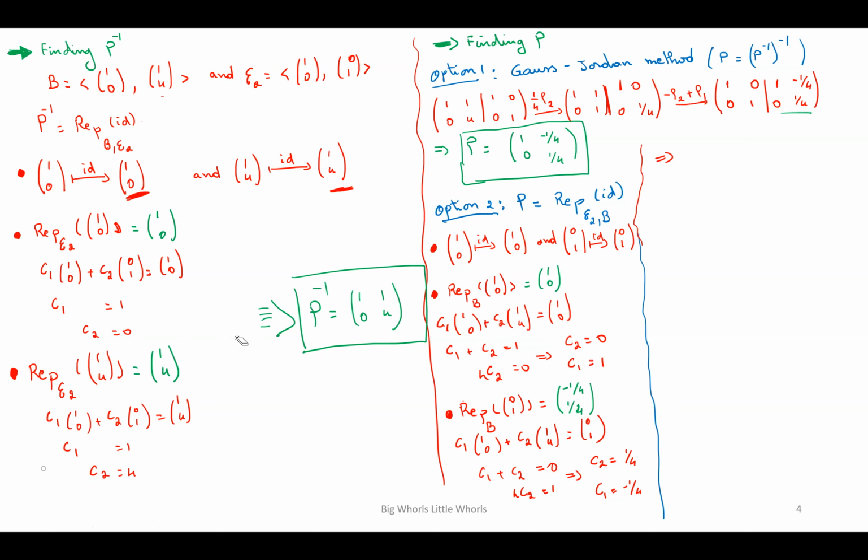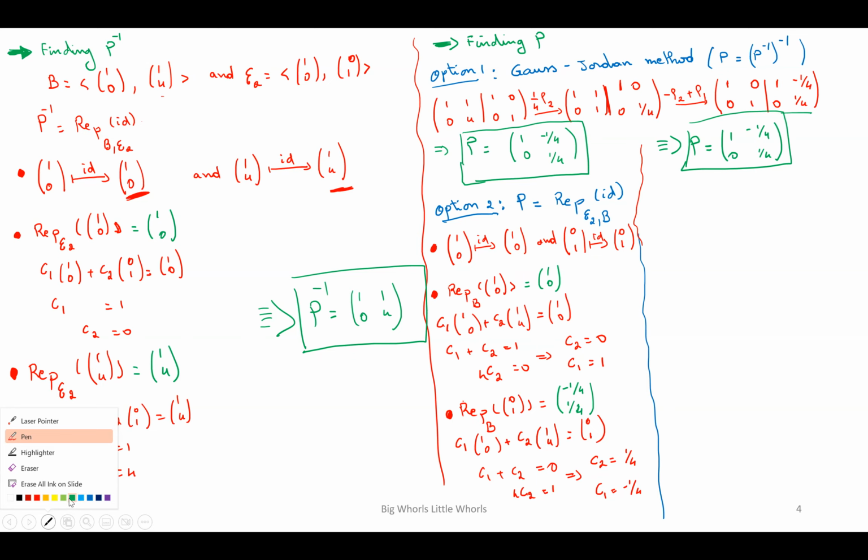So our P is equal to: the first representation is (1, 0), the second one is (minus a quarter, a quarter). As you can see, we have the same answers whether we use the Gauss-Jordan method or we use the representation of the identity map with respect to E2 and B. So we are nearly done.